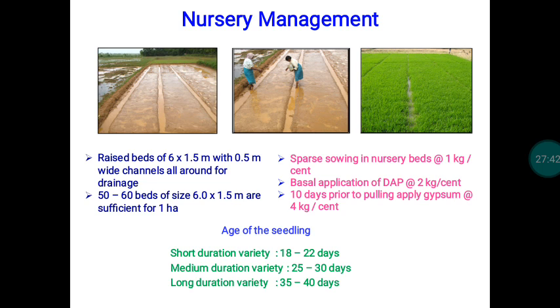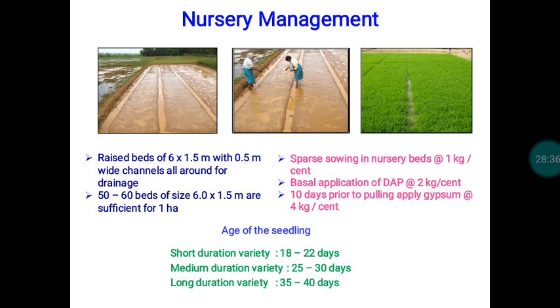For the paddy nursery we have to prepare a field in a raised bed. The dimension of the raised bed is 6 into 1.5 meter, with a height of 0.5 meter, and we also have to arrange the channel. In this raised bed we have to sow the seeds. Normally for cultivation of 1 hectare of land we need 50 to 60 beds with a dimension of 6 into 1.5 meters. Each bed can accommodate 500 to 600 gram of seeds.